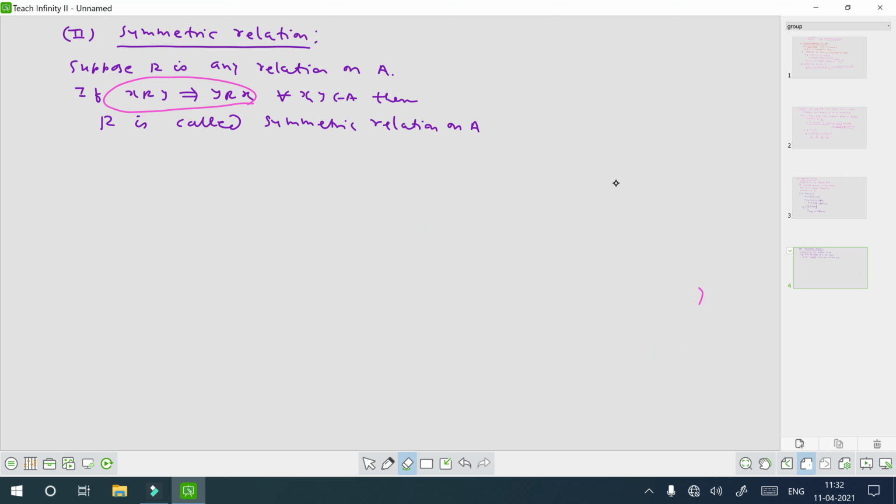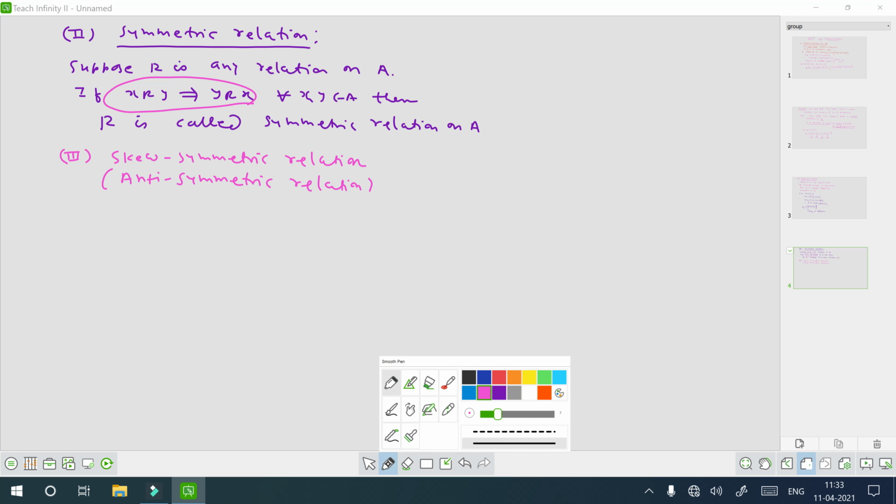Take care. Now one more relation is there, the third one, that is also important for us. As far as our textbook is concerned, this relation is not that important, but for the JEE exam it is important. Skew symmetric relation, or antisymmetric relation.